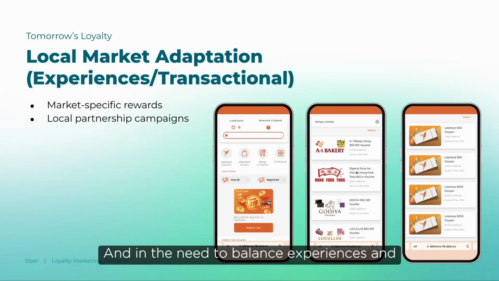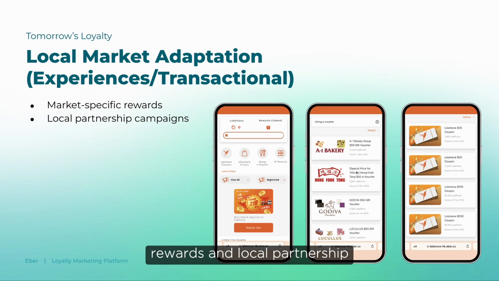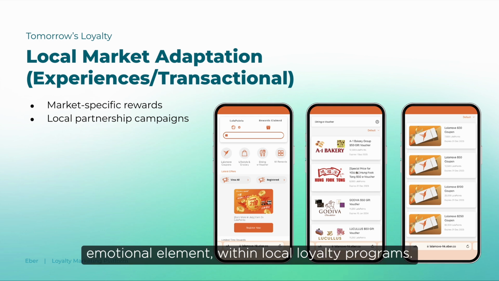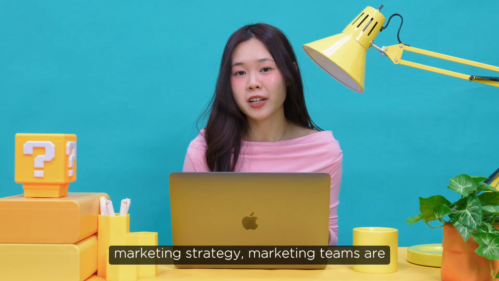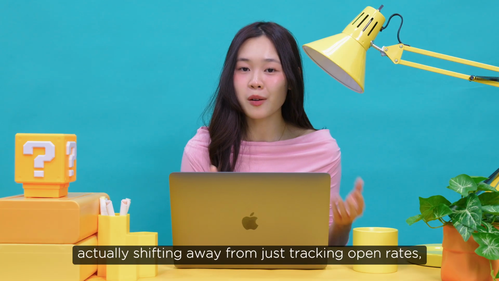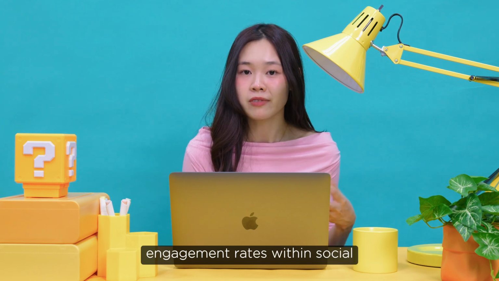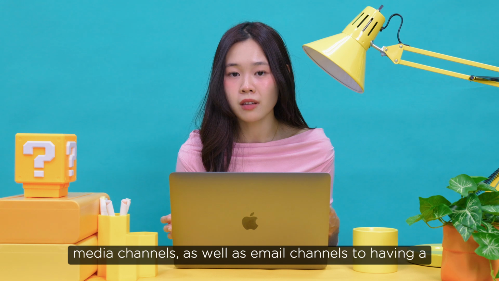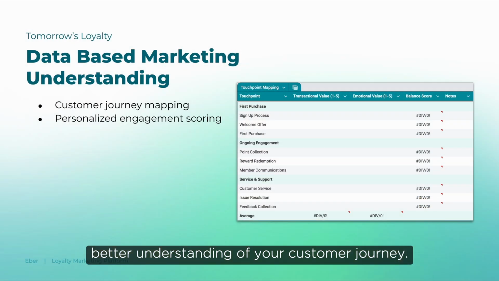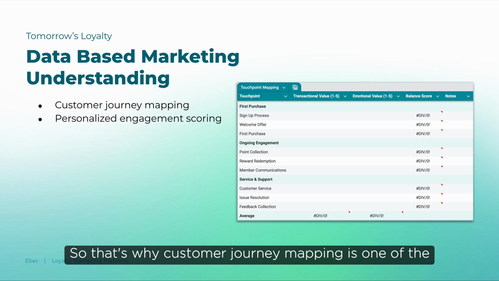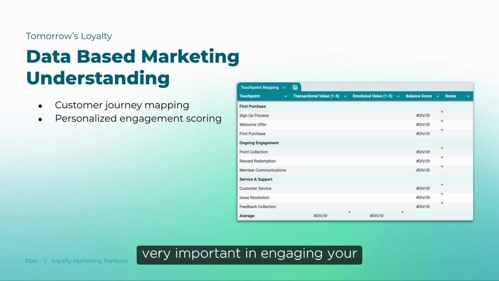And in the need to balance experiences and transactional value within businesses, we're also seeing local market adaptation within loyalty programs themselves. And that also looks like having market-specific rewards and local partnership campaigns to be able to drive that emotional element within local loyalty programs. And in terms of strategizing your marketing, marketing teams are actually shifting away from just tracking open rates and engagement rates within social media channels, as well as email channels, to having a better understanding of your customer journey. So that's why customer journey mapping is one of the key things that we think is very important in engaging your customers in a more efficient way.